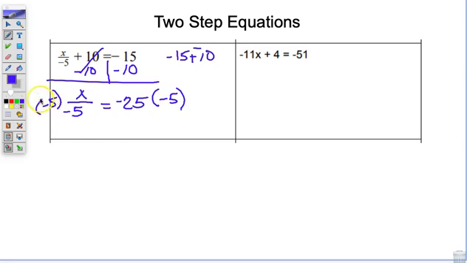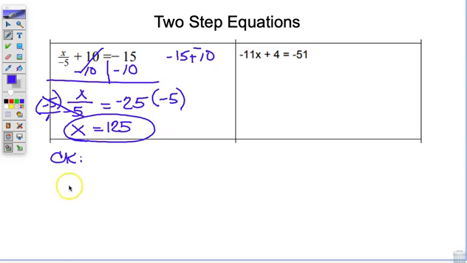Now for some of you, if you're curious as to why these cancel each other out, remember that that invisible 1 is underneath of this, so they do have common factors of negative 5. That leaves us with x is equal to, a little math right here, negative 25 times a negative 5 is a positive 125. And again, you should always check your answer by replacing that answer that you came up with for the variable into the original equation. So I'm just going to go ahead and write that out.